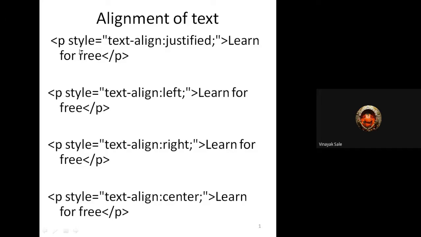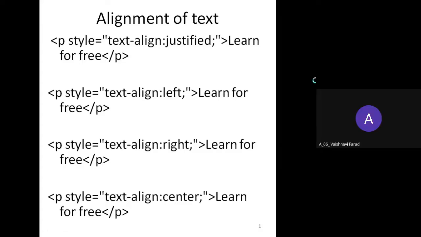So start with paragraph p, then style of paragraph, that is style is equal to text in double quotes, text-align colon justified, or left, right, center, whatever, then semicolon, then double quote and angle bracket close, then write whatever statements you want to, then closing of, that is end of paragraph. Are you getting?